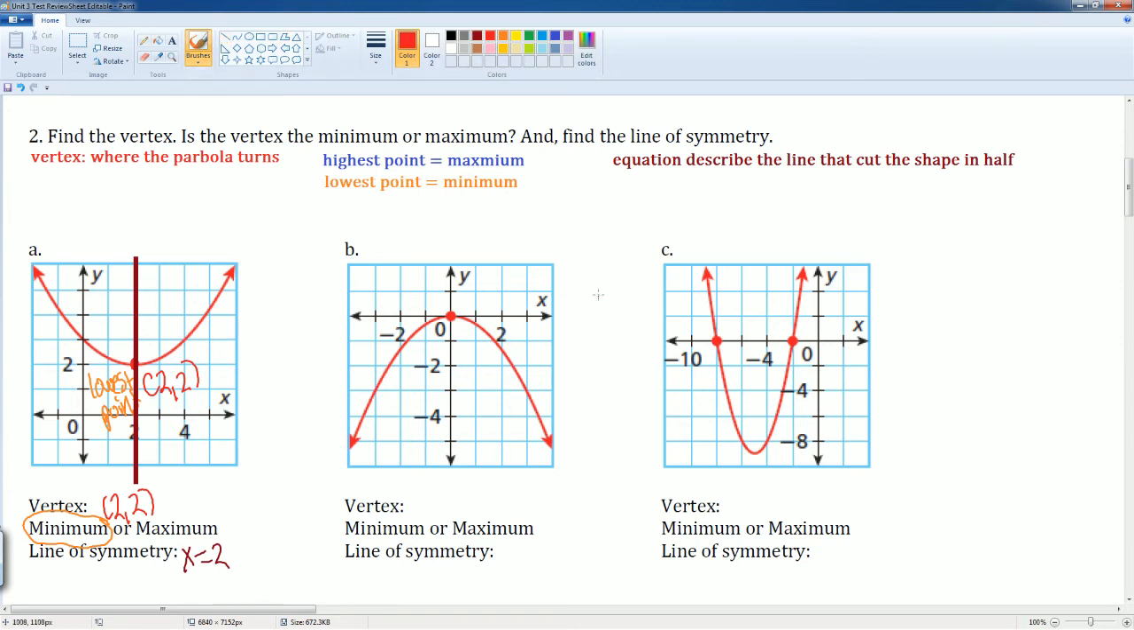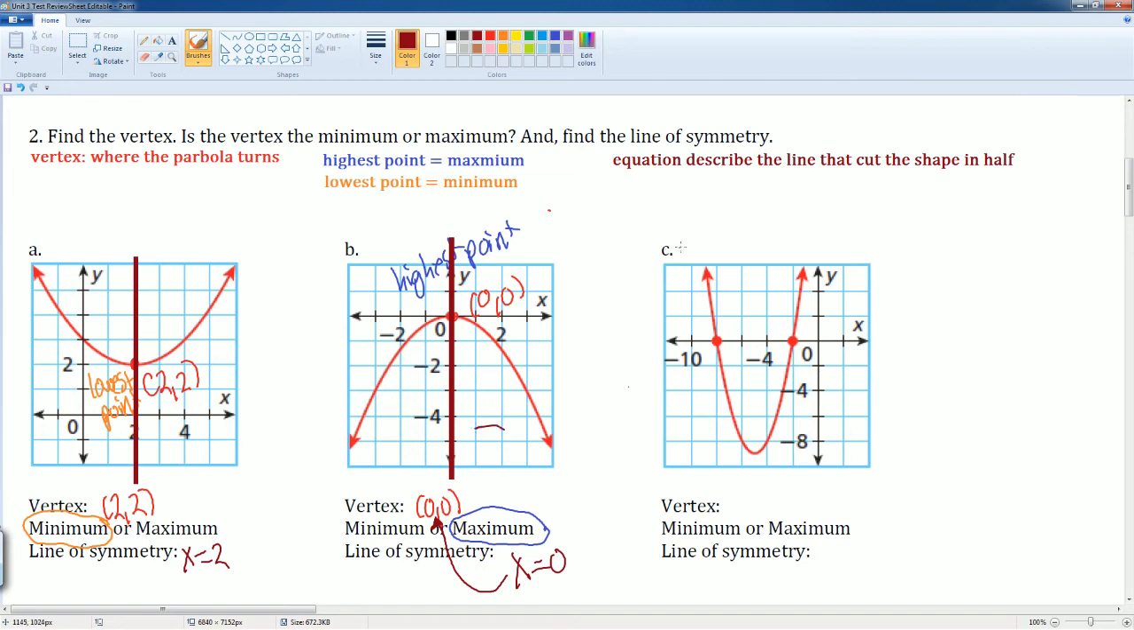The point for B is right here at 0, 0. This is the highest point, so that is the maximum. The vertex of 0, 0 is considered the maximum because it's the highest point. Now let's draw that line that cuts it in half. It goes down where the x is, so it is x is equal to 0. Please note that the line of symmetry is the x value of the vertex.